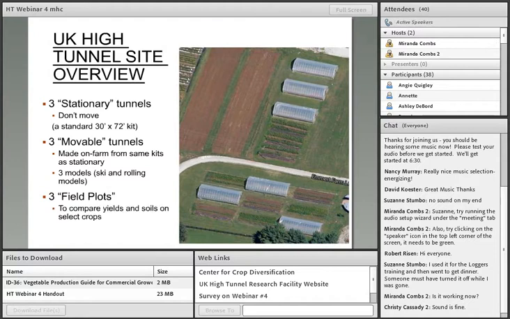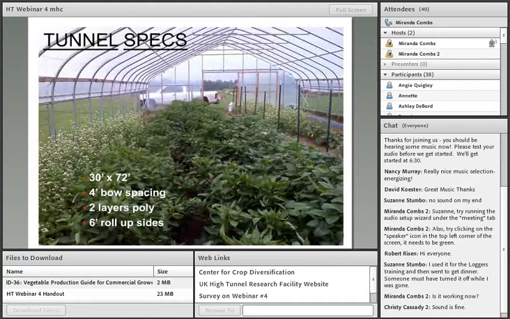Okay. So here you get an inside view of a high tunnel in the middle of the summertime. I also putter a little bit with summer cover crops. You'll see some buckwheat blooming on the left. All these tunnels are 30 by 72, 4-foot bow spacing, and the important thing for us here today is that they have 2 layers of poly.